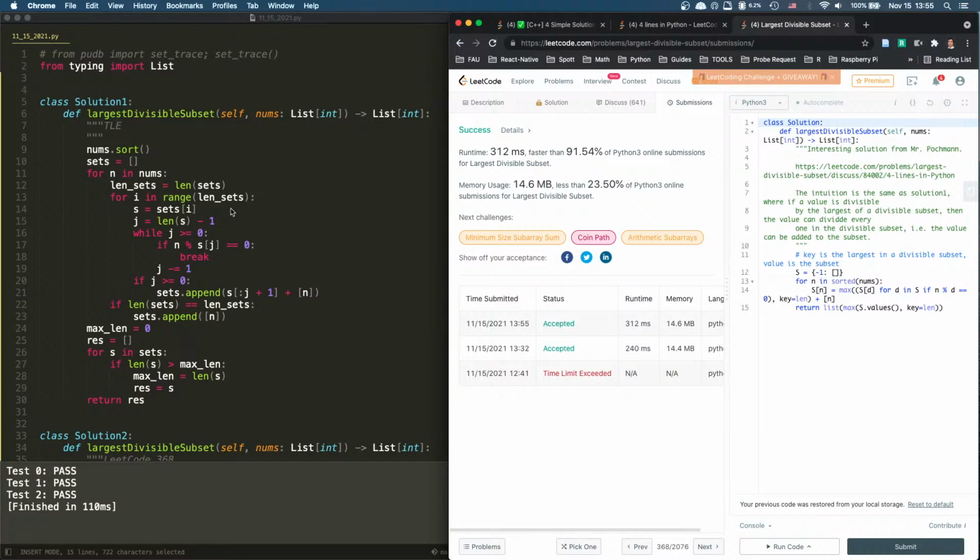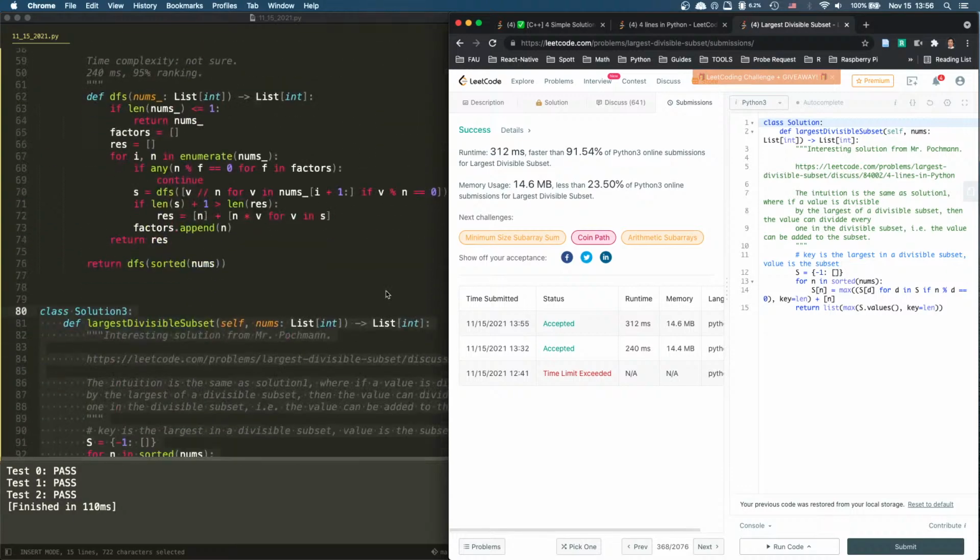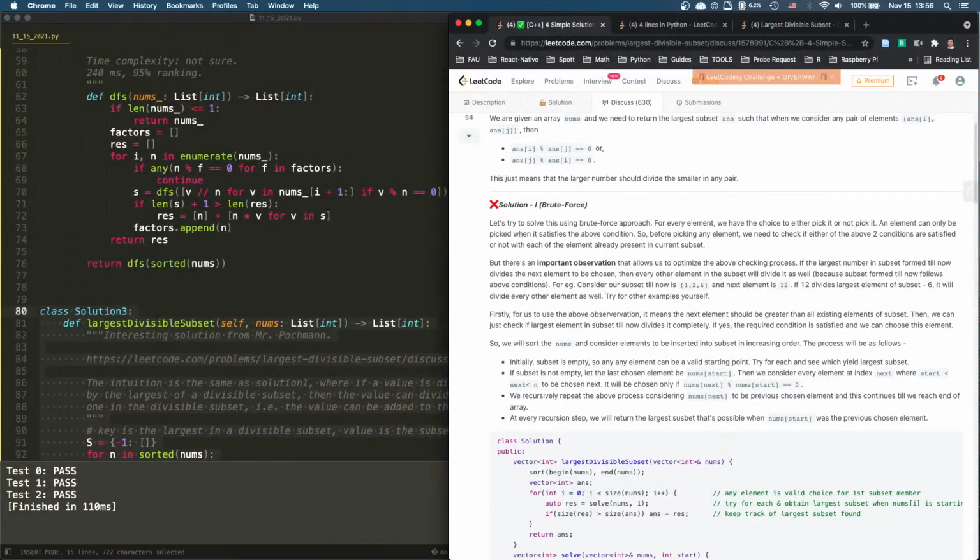I do check the largest, but I should just check the largest. If it's not good, then I just check the new one. All right, that will be it. I'll have to keep reading this, but that will be it for today. I'll see you guys tomorrow. Adios.